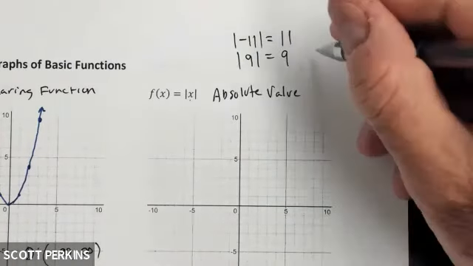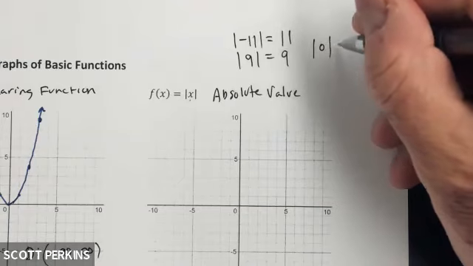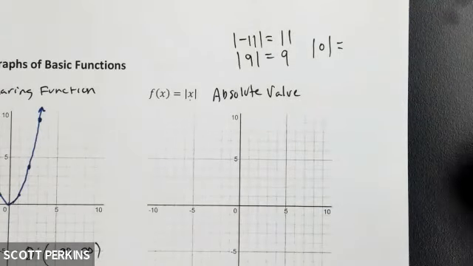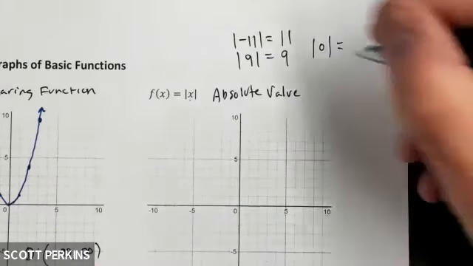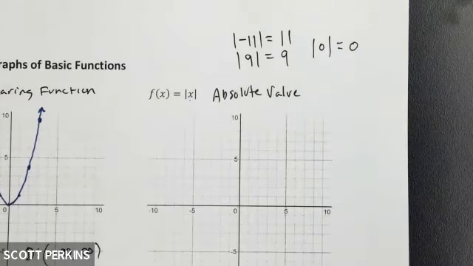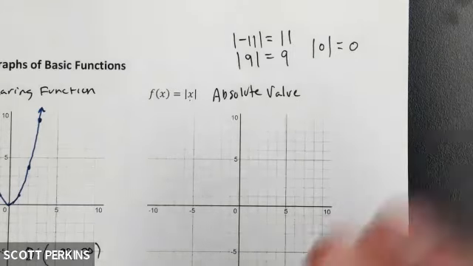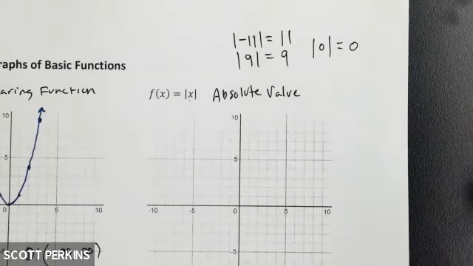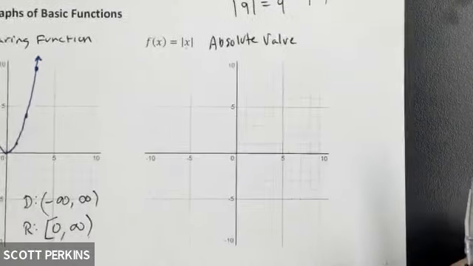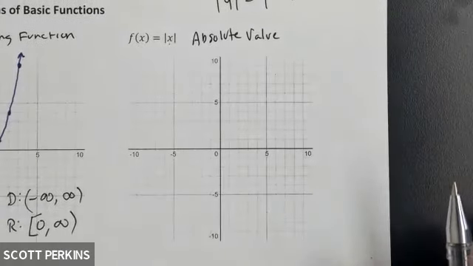And then sometimes students ask, what about 0? Because 0 is not considered positive or negative, the absolute value of 0 is just 0. So when you see those absolute value bars, it's just saying, give me the value part of this. I don't want any sign. Everything's going to be positive. So we're going to use that fact as we make our table.